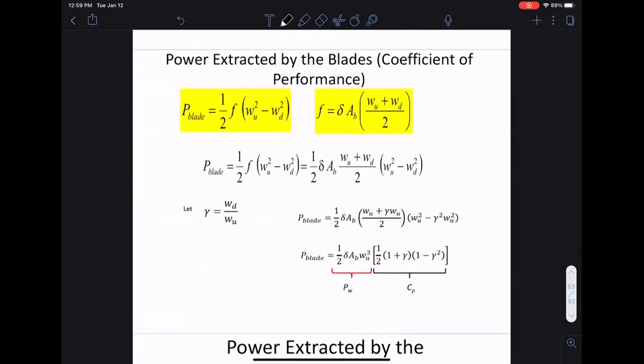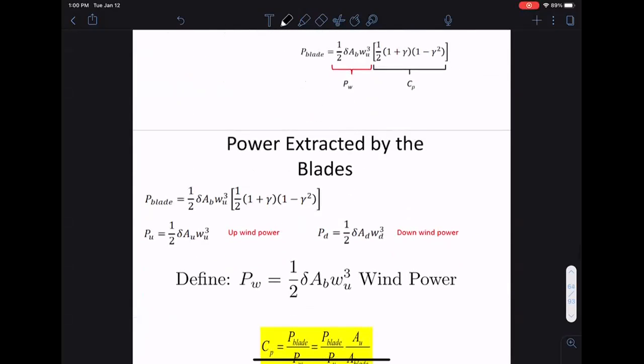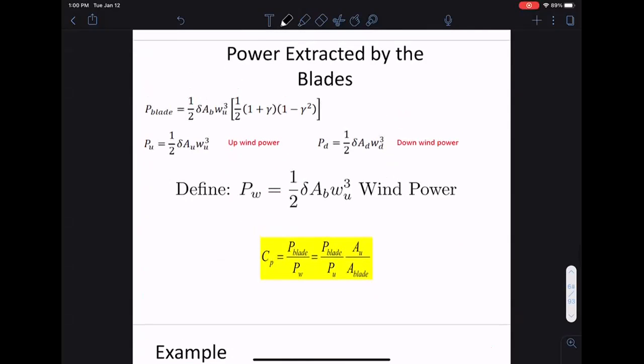These are just the equations typed out in case my writing is not all that clear. So we get the CP, again the coefficient of performance: just the power the blade extracts over the maximum amount of wind power I have.